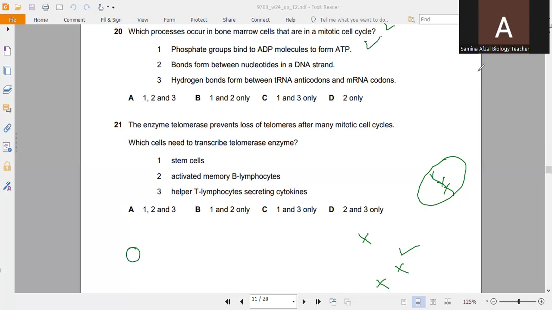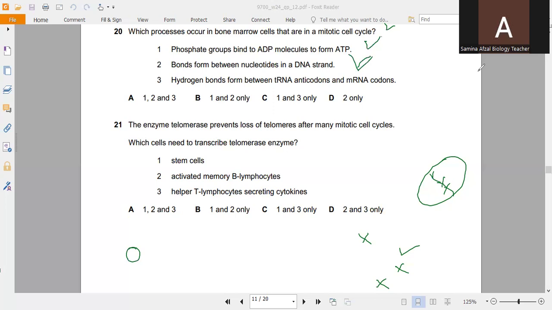Bonds form between nucleotides in DNA strands. This describes DNA replication, which is essential for mitosis. Before a cell can divide, it must duplicate its DNA so that each daughter cell receives a complete set of genetic information, as we have discussed in a previous MCQ. So again, this is the correct option.